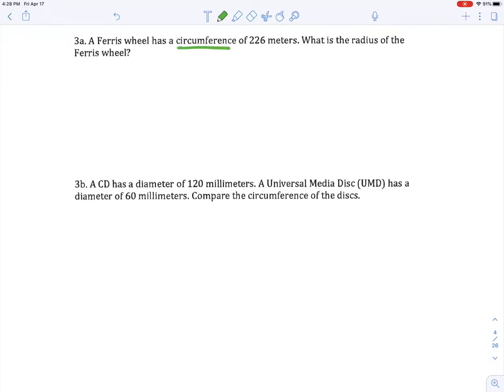A Ferris wheel has a circumference of 226. What is the radius? So first, I would notice this one's a little bit different because it gives me the circumference, and it's asking me what the radius is. I suggest you stick with your circling and underlining. So I'm going to use the circumference formula that uses radius, since nowhere in the problem does it ask me about the diameter.